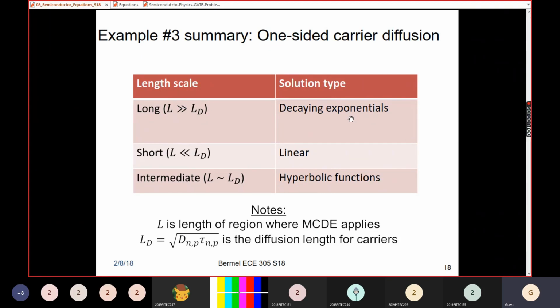Then, for the intermediate rate, L approximately equal to LD, a hyperbolic function can be used for solving these rate equations. So if you want, you can note it down. Just draw a table and note it down, because conditions will be given here.